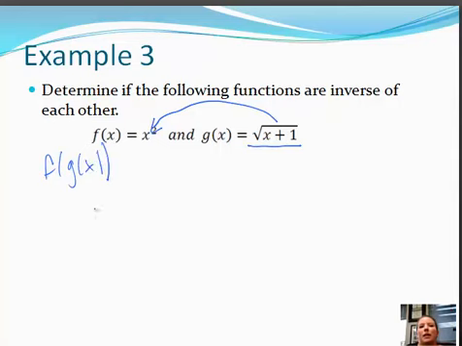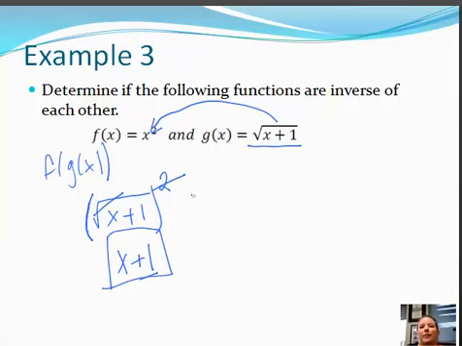Alright? So I'm going to take the square root of x plus 1. Now, whenever you insert something, you should put it in parentheses like that, and then I'm going to square it. Well, we learned last week that when you square a square root, this goes away. So I'm just left with x plus 1. Now, this 1 is not going to go anywhere. There's nothing to cancel it. So this would be your answer of them composed together. So this would be f of g of x. So because this does not equal x, they are not inverses.